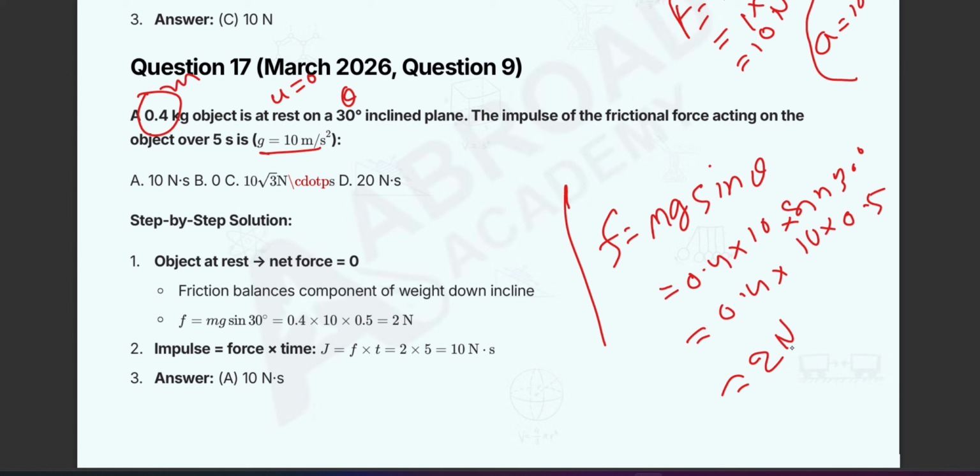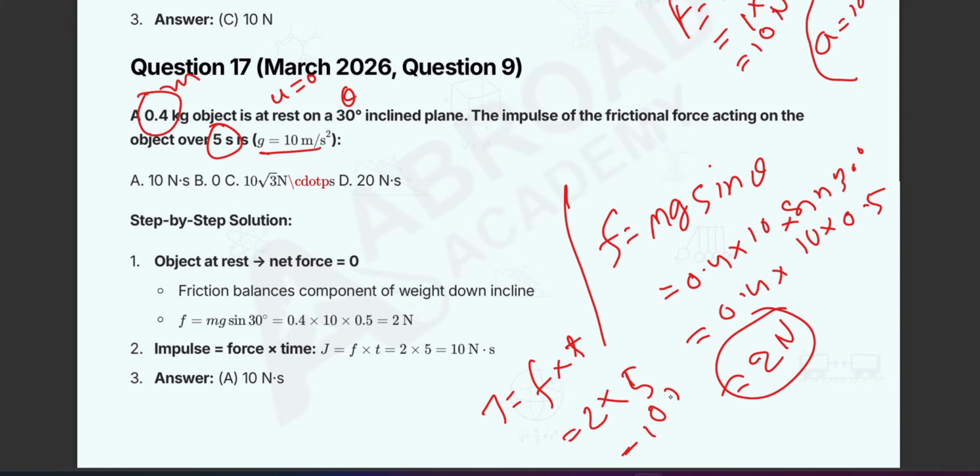But we have to find out the impulse. So we know the impulse formula: impulse J equals F into T. Here F we already got, 2 Newton. 2 into T, and T is 5, right? So it will be 10 Newton seconds. So the answer will be A.